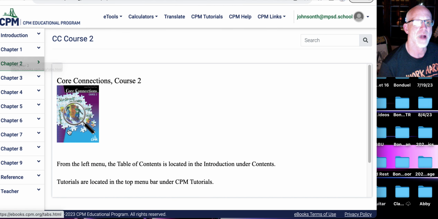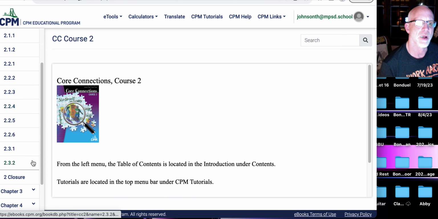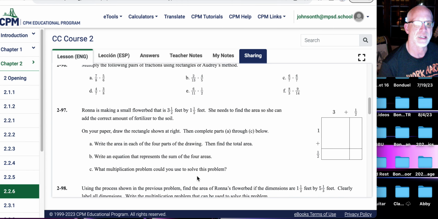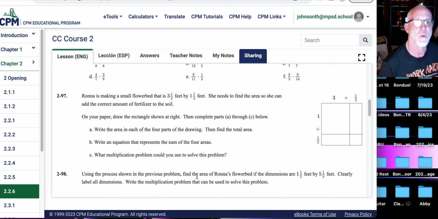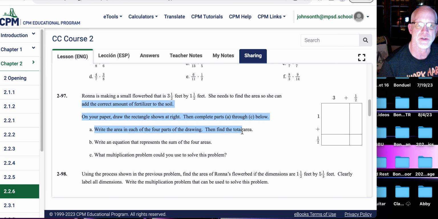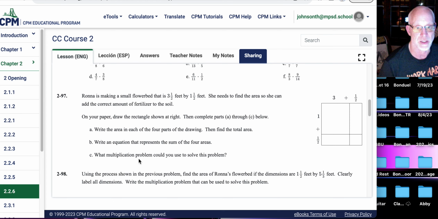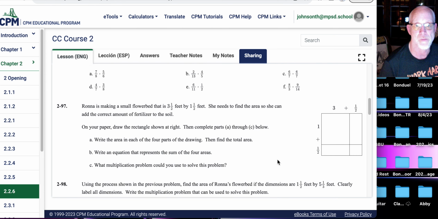All right, so we're at 2.2.97. Rana is making a small flower bed that is 3.5 by 1.5 feet. She needs to find the area so she can add the correct amount of fertilizer to the soil. On your paper, draw the rectangle shown at the right, then complete the parts below. Write the area in each of the four parts of the drawing. Then find the total area. Write an equation that represents the sum of the four areas. What multiplication problem could you use to solve the problem?